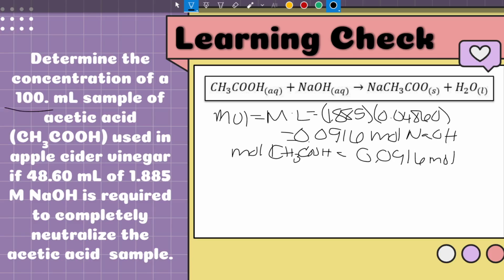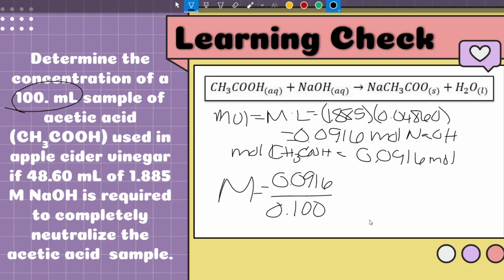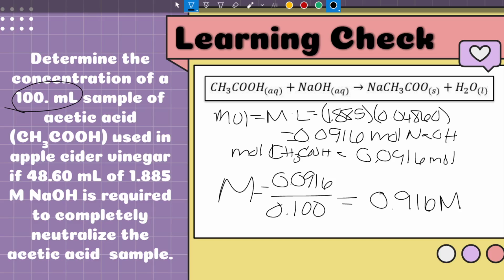And we're going to take the total volume from our original sample. So to determine our molarity, we get 0.0916 divided by 0.100, and so we should get 0.916 M for our solution. Okay, the last one you can figure out on your own, and I will post the answer on Canvas.